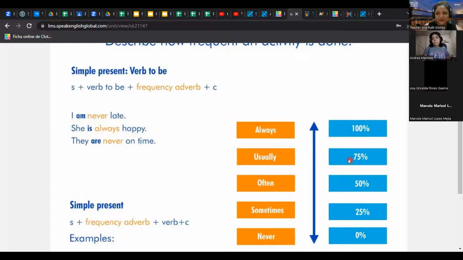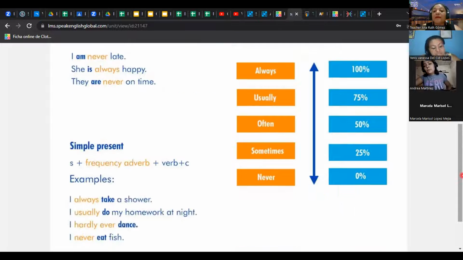What about usually? Tell me the number. Usually represents 75%. Very good. And what about often? Represents 50%. What about sometimes? Represents 25%. And what about never? 0%. For example, teacher, I never drink tequila, teacher. Never means zero. It is not frequent.